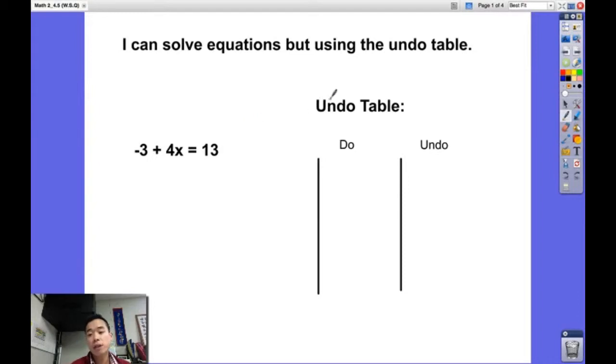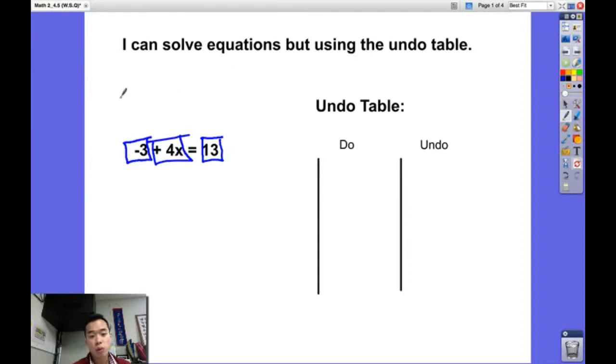The first thing I want you to do is go to the equation that they give you, and I want you to just put a rectangle around each term with the symbol to the left of it. That should be the first thing. We're just organizing information. So here I have a -3, I have a positive 4x, and I have a 13. I know that 13 is positive because there's no negative sign in front of it.